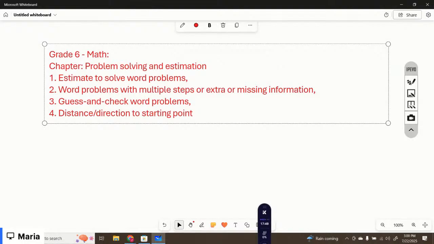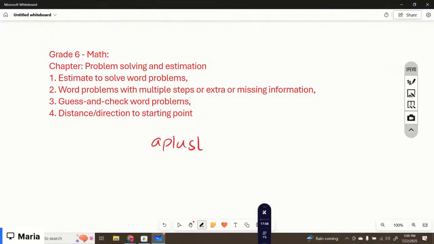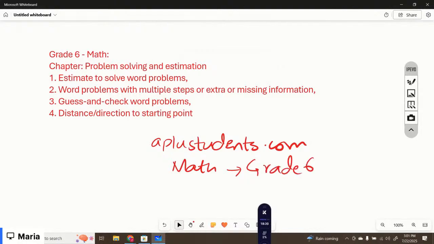We are here for grade 6 math. You can find all the lessons on aplusstudents.com. You have to log in there using your email address and password as provided by the administrator. Then you have to select math from the subject tab. Scroll down to grade 6 math and then click on view all lessons.